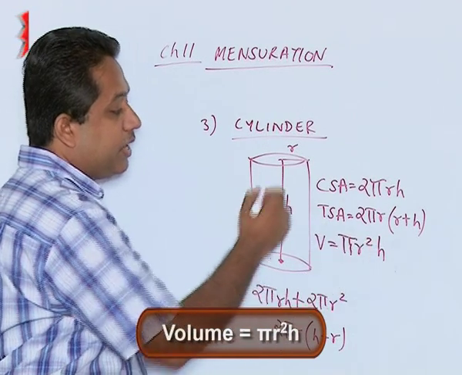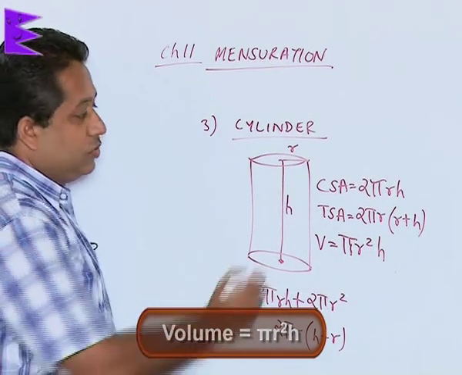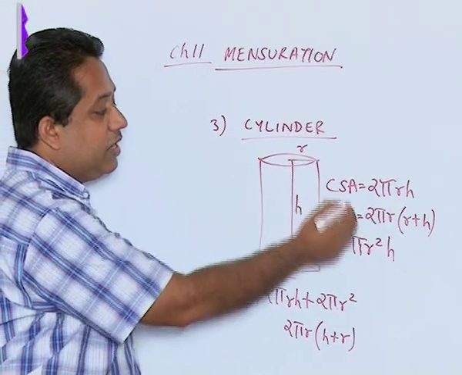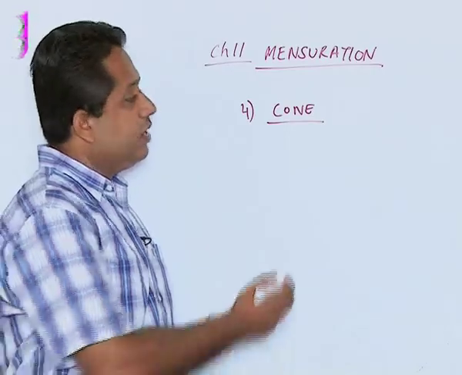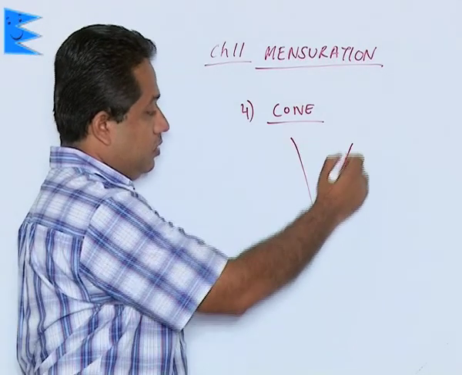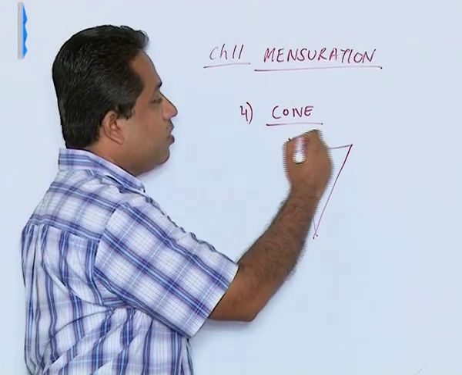Volume is pi r square h. So, CSA, TSA and volume of cylinder can be found by using these formulas. Next figure is a cone. Now, this is the diagram for a cone.